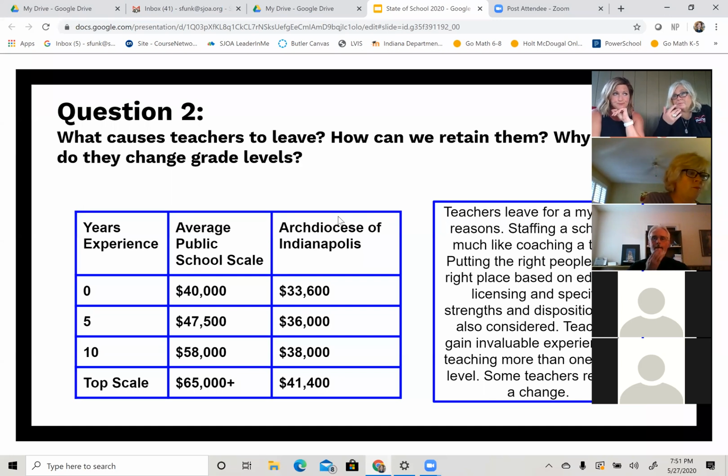Another thing too is because of our lower scale, we tend to hire newer teachers, and as you can see, there's not as much of a discrepancy for first-year teachers. But with that being said, most of them are young women, and then life happens, transitions, marriages, moves, babies, and we lose a lot of our teachers for those reasons, unfortunately. Second part of that is about why do they change grade levels? And I would have to have specific examples of where that question came from.